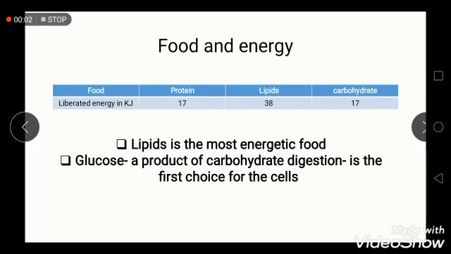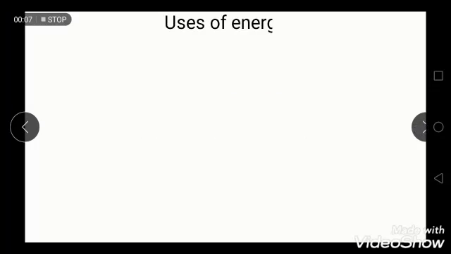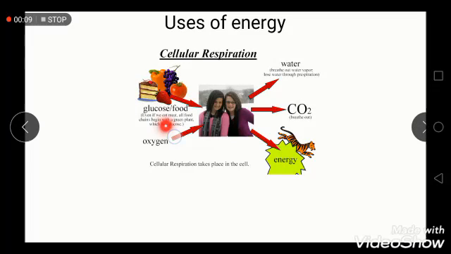But what do we do with this produced energy other than the physical activities that we do? First of all, we should know that the cell will use the glucose consumed from the food and the oxygen consumed from the air in order to produce energy. Also, this will produce carbon dioxide and water in the form of water vapor. This process that is done in the cell, in which the cell consumes glucose and oxygen to produce energy, carbon dioxide and water, is called cellular respiration.